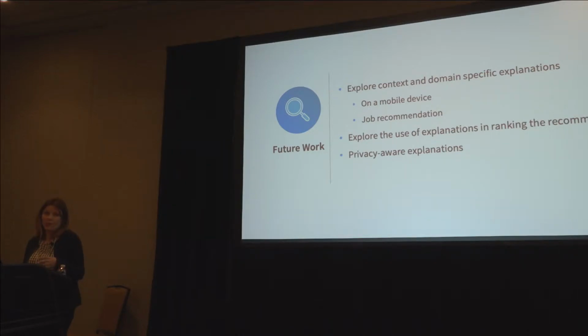Is it the case that the user is satisfied with seeing 3 to 4 explanation styles? Or is it the case that the user wants to see all the information that the recommender system used in order to come up with this recommendation? And finally, we're very interested in working towards providing privacy-aware explanations.